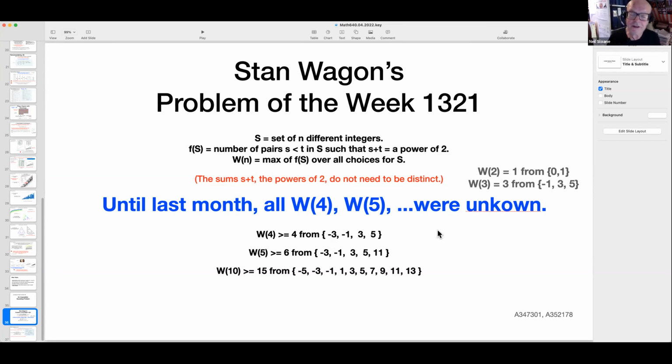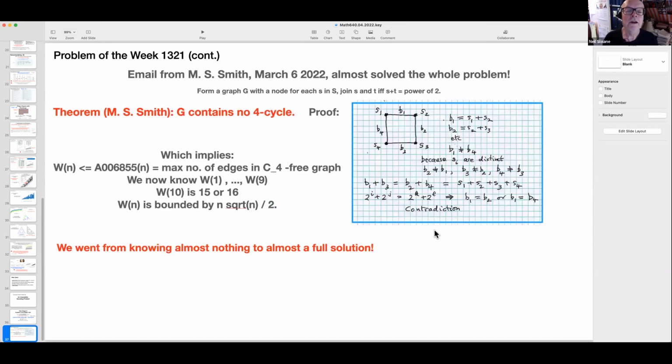This shows the limitations of the experimental approach. You can program it. You can say, all right, let i go from -infinity to infinity, and let j go from -infinity to infinity, skipping i, and so on. How many powers of 2? It is very tricky to program it. Many people worked on this. Nobody could solve the problem of finding W of 4. Until last month.